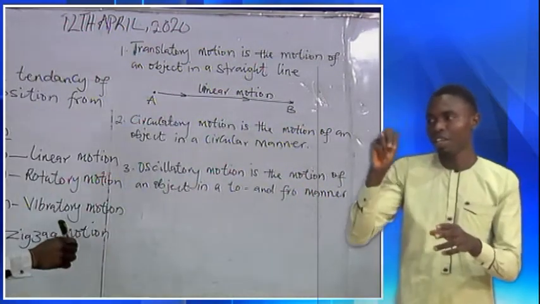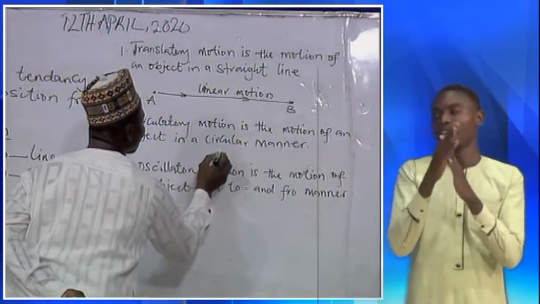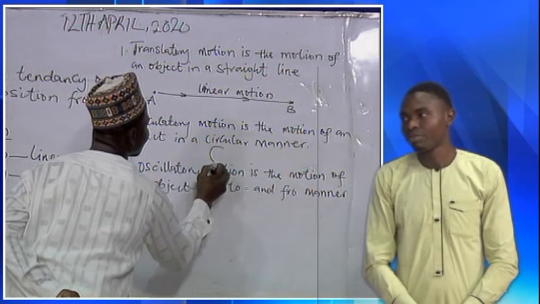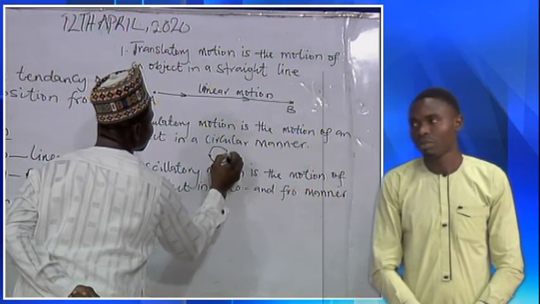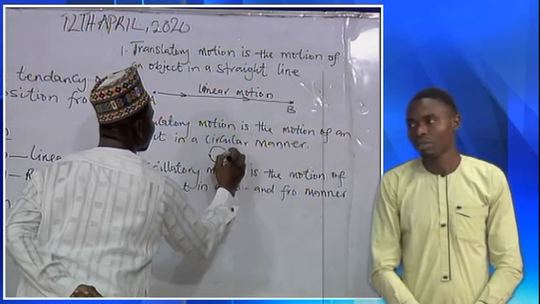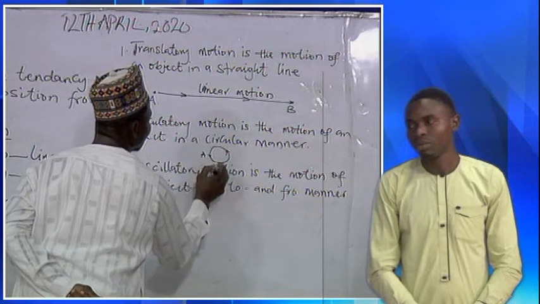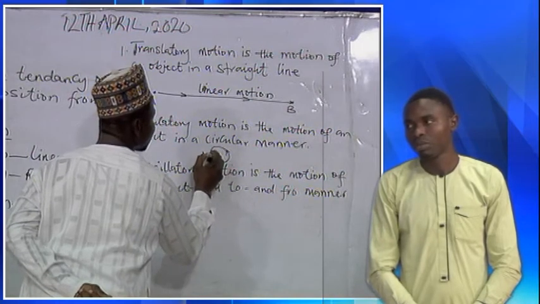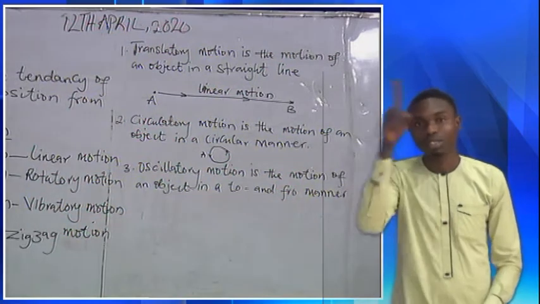To and fro manner. This one I forgot to put a cycle. So you have motion like this: a body starting from A and then going through to get to point A again. That is a circulatory form of motion.